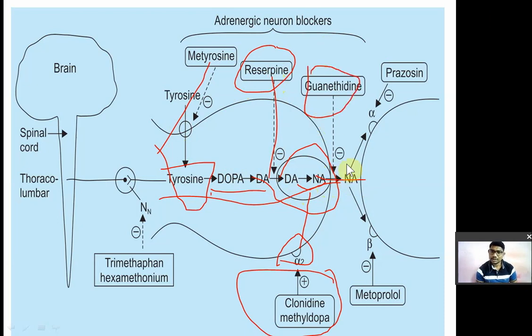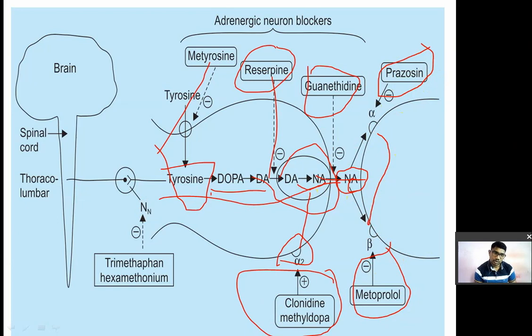Once noradrenaline is released, it will act on a postsynaptic neuron, or on its effector cell. It will interact with the receptors present on the effector cell, that is nothing but alpha and beta. You can prevent this interaction by using selective alpha blockers like prazosin, terazosin, doxazosin, and you can also prevent this by interacting with the beta receptor by using beta blockers: metoprolol, atenolol, propranolol.